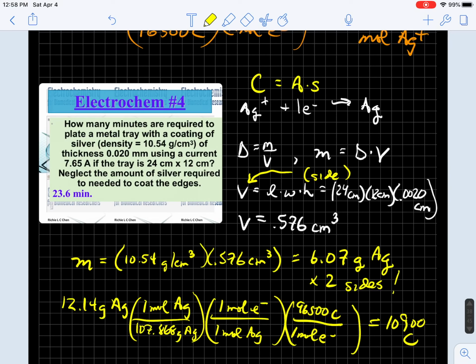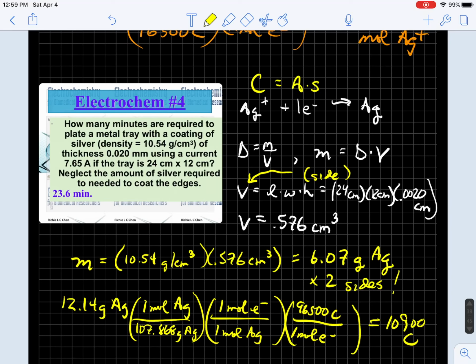In any event, the only thing that's tricky about this problem that I don't like is they're giving you the density. So, of course, if you had the volume, you could get the mass. And then they give you dimensions, 24 centimeters times 12 centimeters, and then a thickness of 0.020 millimeters. The thing is, you're not making a complete tray out of silver. What you're doing is just coating the surface of that tray. So they're not giving you the volume of the tray. They're giving you the thickness of the layer of silver that you're going to put on the tray. And the most common mistake in this is that most people do this problem and get 12.8 minutes.